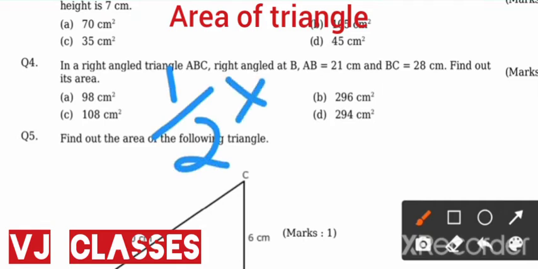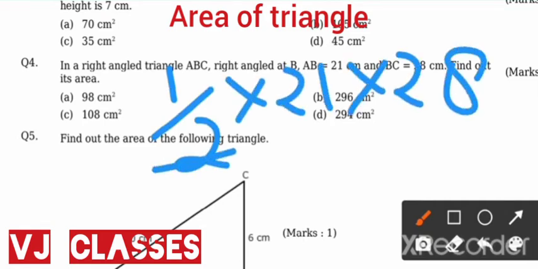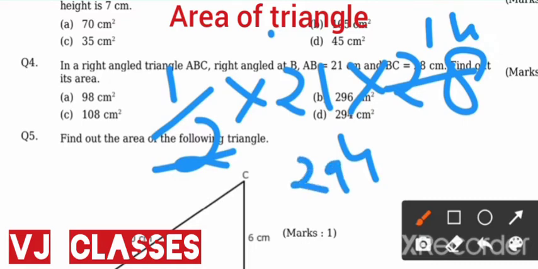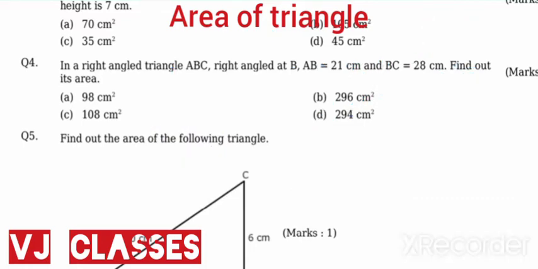Half base is 21 multiply 28. So you divide 28 by 2, you will get 14. 14 and 21 multiply you have to do, you will get your answer. So 14 1 14 here, here 1 carry, 14 to the 28 and 1, 29. Okay, 294 is the answer. It means D part is the correct option for question number 4.